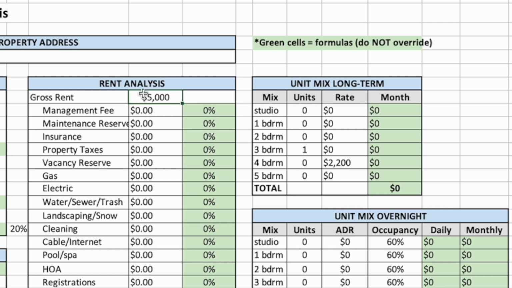So then I carry that over to my rent analysis, and you'll notice here that I've got a lot of operating expenses. So management fee, reserves, insurance, taxes, vacancy, which is already built into short term. You've got utilities here, HOA, and so on. So clearly there's a lot of fees involved with operating rental properties. In this instance, for now, I'm going to just leave that all blank.